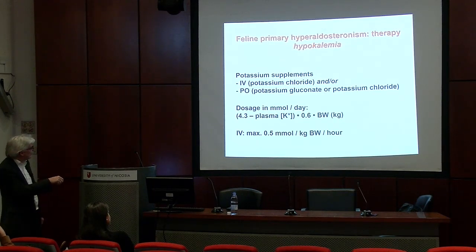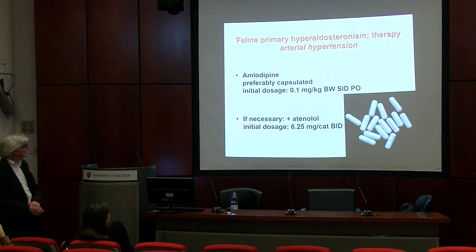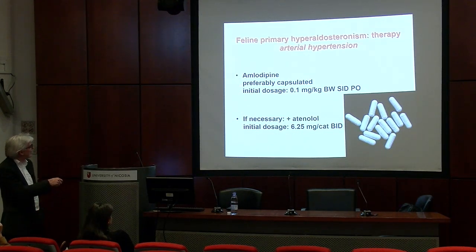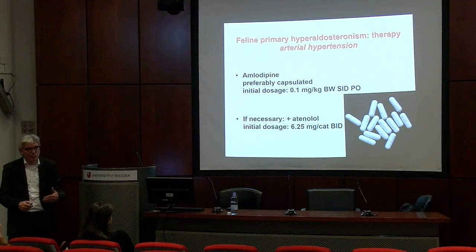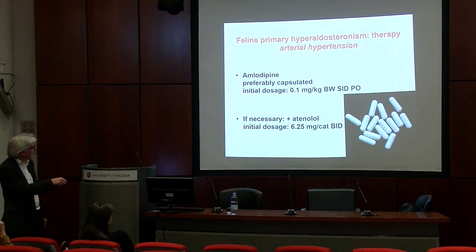If you give it intravenously, you should never give more than half a millimole per kilogram body weight per hour. Then, with regard to the arterial hypertension, if we have to treat that, the best way is to give a calcium antagonist, calcium blocker, and we prefer to give amlodipine, and we start with a dose of 0.1 milligram per kilogram body weight once daily. In some cases that's not enough, and then you have to add a beta blocker, so then we add atenolol with this starting dosage.